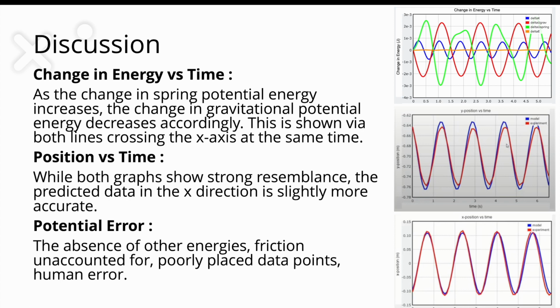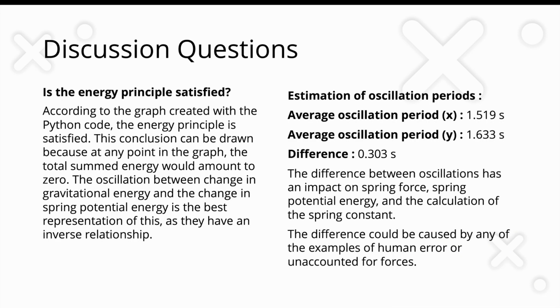For our position versus time graphs, which are our bottom two graphs, while both graphs show strong resemblance, the predicted data in the x direction is slightly more accurate. And then some sources of potential error are the absence of other energies, friction unaccounted for, poorly placed data points, and human error. And finally, our discussion questions.